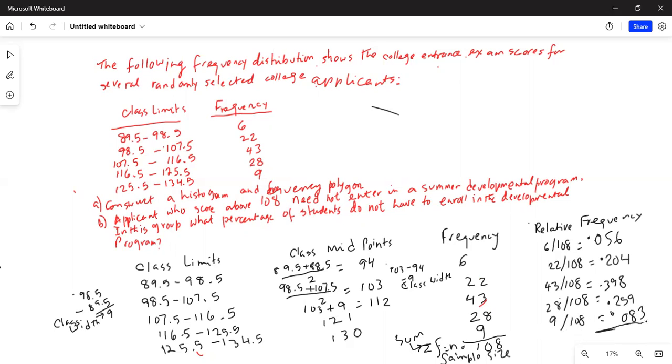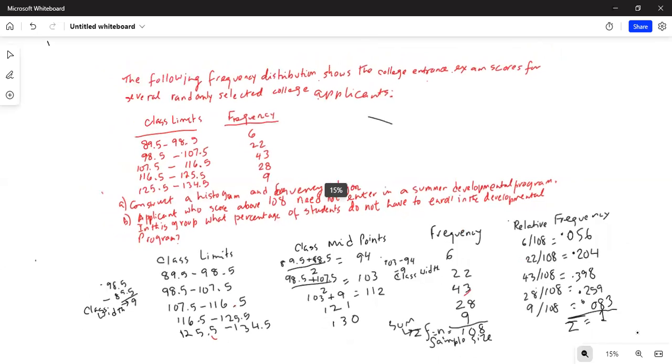Now, if I add all the relative frequencies, I should get close to 1. Is it true? Let's do that. 0.056 plus 0.204 plus 0.398 plus 0.259 plus 0.083. It should all add up to 100% or 1. And indeed it is 1. Okay, so let's create some space for us.